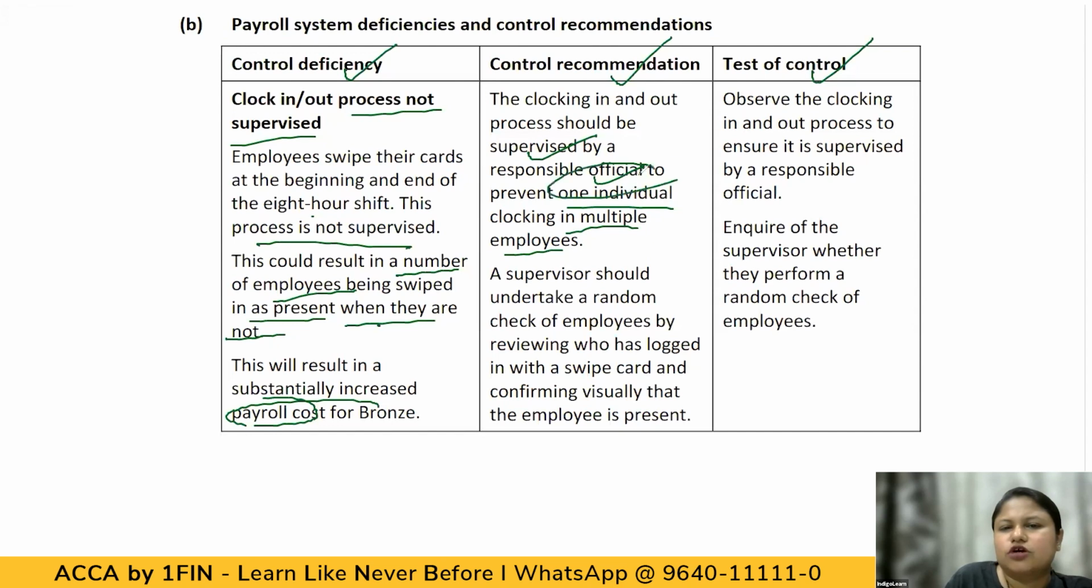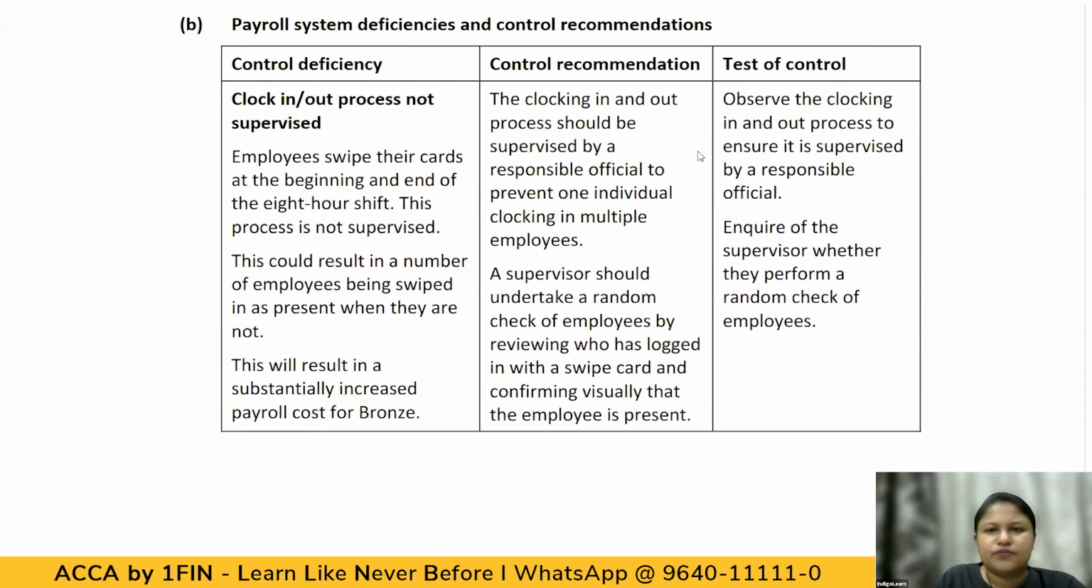So one person is clocking multiple employees, that supervision has to be done. A supervisor should undertake a random check of the employees by reviewing who has logged in with a swipe card and confirming visually that the person is present or not. Correct? So when he's entering, see that he really entered or not. Then how do you test the control? You stand there and observe whether this has really been practiced. Is there a supervisor actually there? Inquire with the supervisor whether he really has done it or not. Okay, so that is the testing of control that you do.